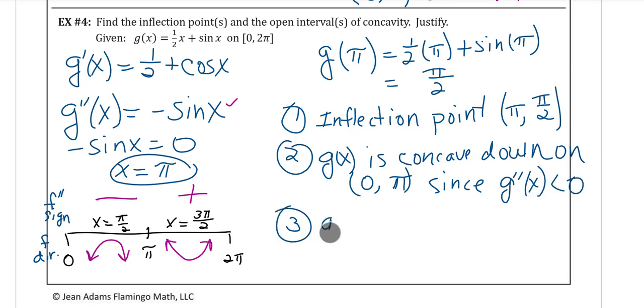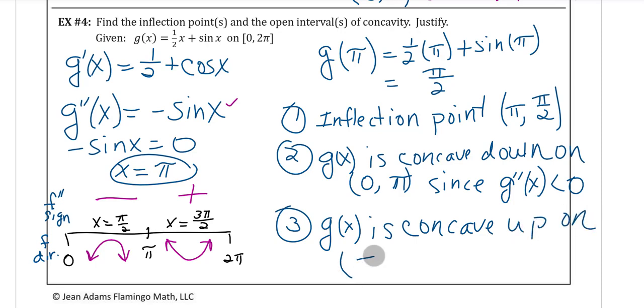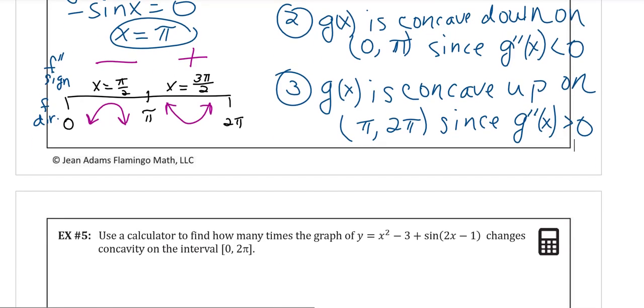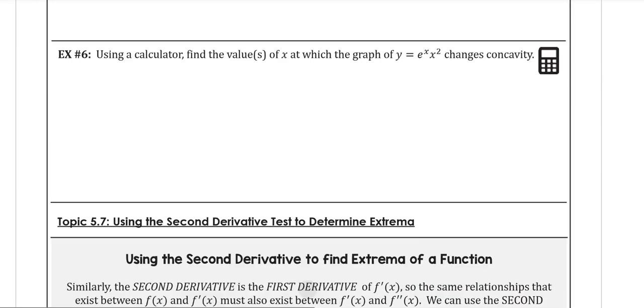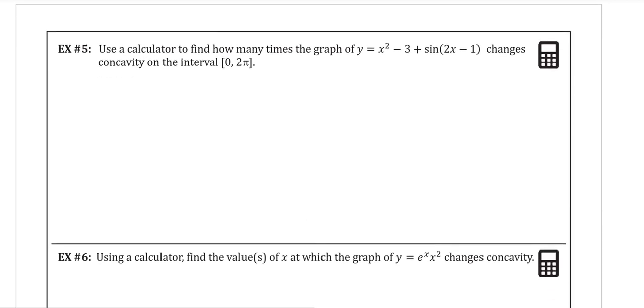And then I have one section of g that is concave up. And that is from pi to 2 pi, since g double prime of x is greater than 0. Okay, so that's how we justify it. I'm going to do these last two examples and then stop the video, and we'll finish up with the second derivative test in the second video.